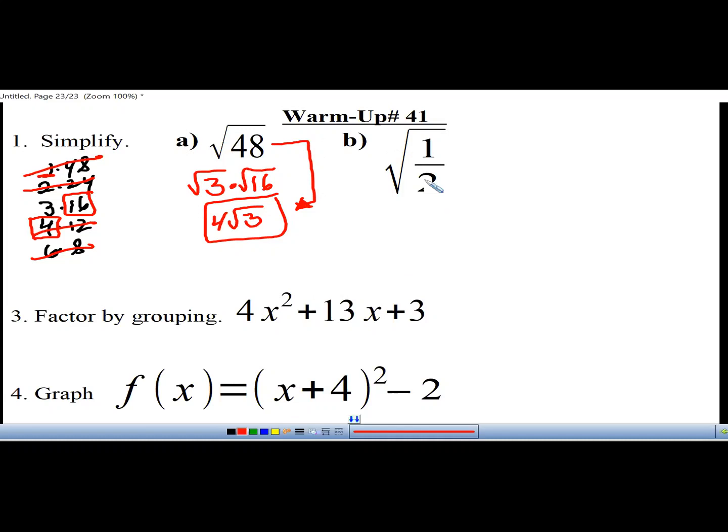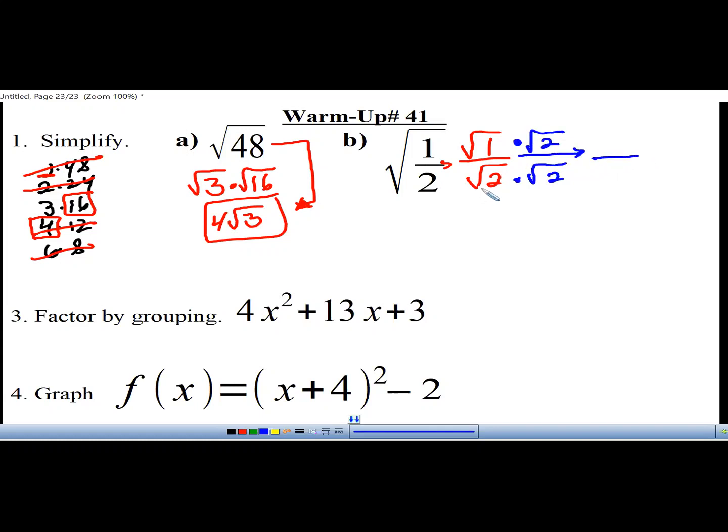For part B, we need to rewrite this. Square root of 1/2 becomes square root of 1 over square root of 2. However, according to the definition of fractions, can we have a radical or a square root on the denominator? No, we can only have integers. So to get rid of this square root on the denominator, I need to multiply times square root of 2. Whatever I do to the denominator, I do to the numerator, square root of 2.